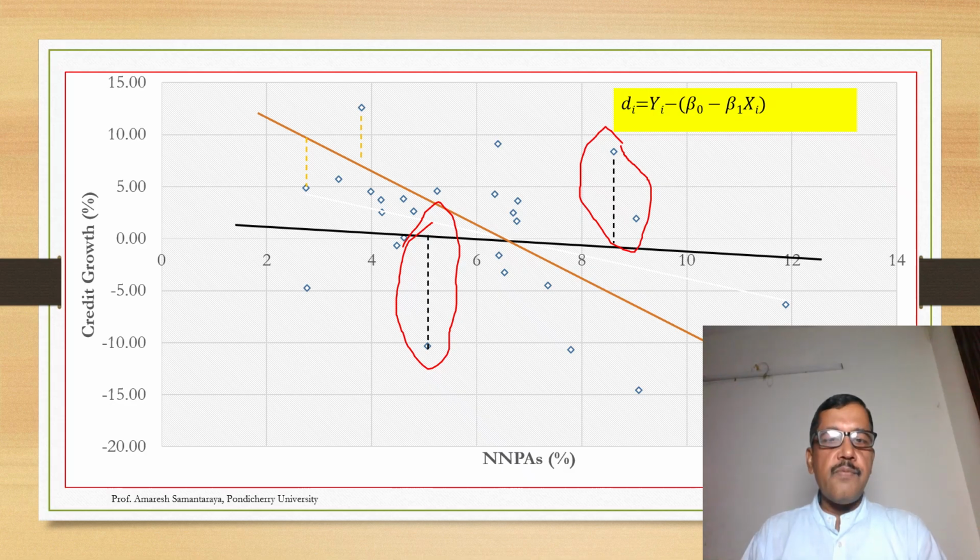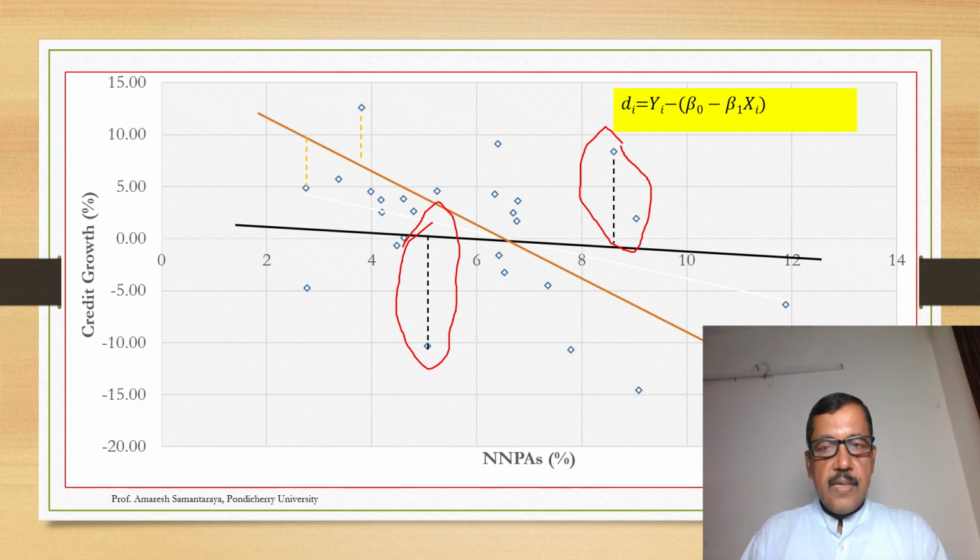So if I'm thinking of these two lines possible, say the sum of error for the yellow line is A, and the sum of error for the black line is B, and if A is less than B, then I'll interpret that the yellow line fits the relation between NPA and credit growth as given in the scatter plot in a better way compared to the black line.